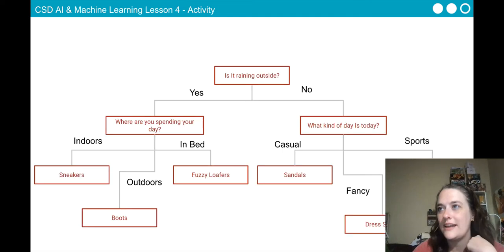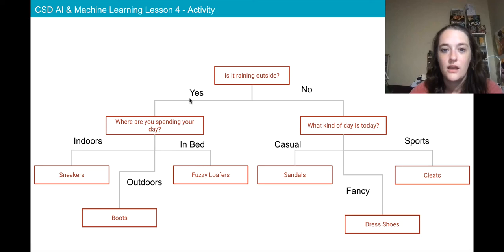All right, let's look at how this program works. So you're given 2 options for your answer: yes or no for is it raining? If you say yes, it's going to go this way. And then you have 3 options for your next question. Based on your response to the second question, it's going to recommend a pair of shoes.